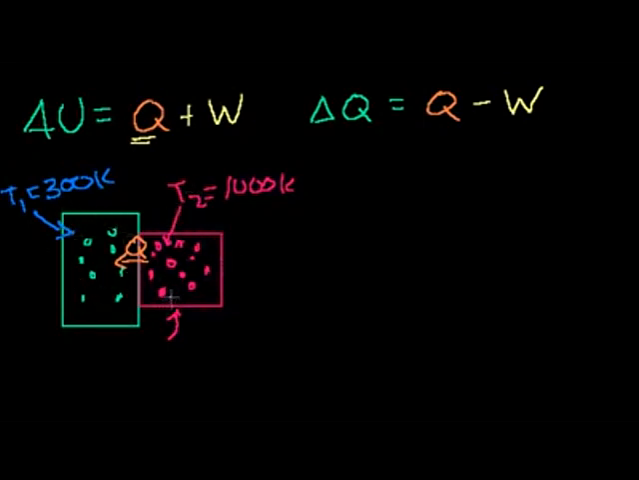But we know what's happening on a micro level. These molecules are going to lose kinetic energy. These molecules are going to gain kinetic energy. How is that actually happening? Well, we assume that there's some type of a container here. Maybe it's a solid wall. These molecules are going to bump into that wall, or make the particles in that wall vibrate, and then they're going to make the particles in the green container's walls vibrate.